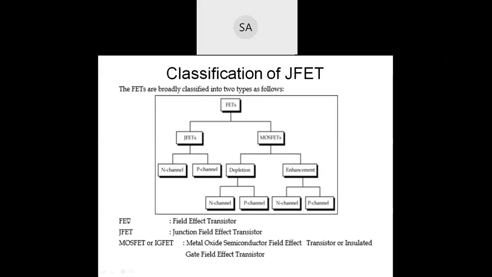So these are the abbreviations for FET, JFET, MOSFET or IGFET. FET is field effect transistor. JFET means junction field effect transistor. FET in short we can also call a JFET. There is no difference between the FET and JFET. And MOSFET means metal oxide semiconductor field effect transistor, whereas IGFET means insulated gate field effect transistor. So these are the classifications of the JFET.